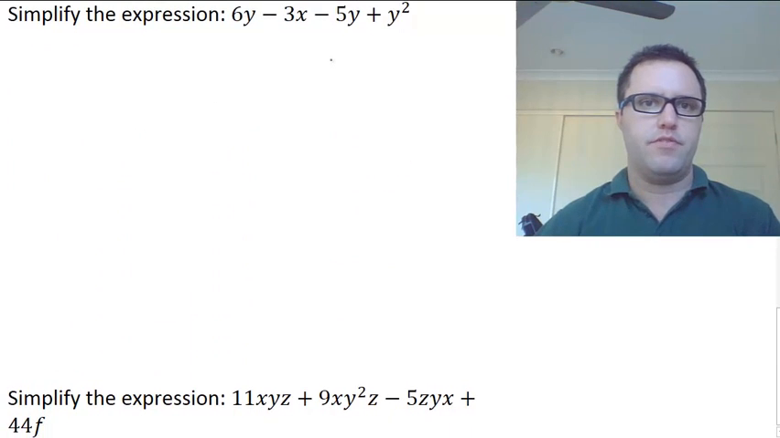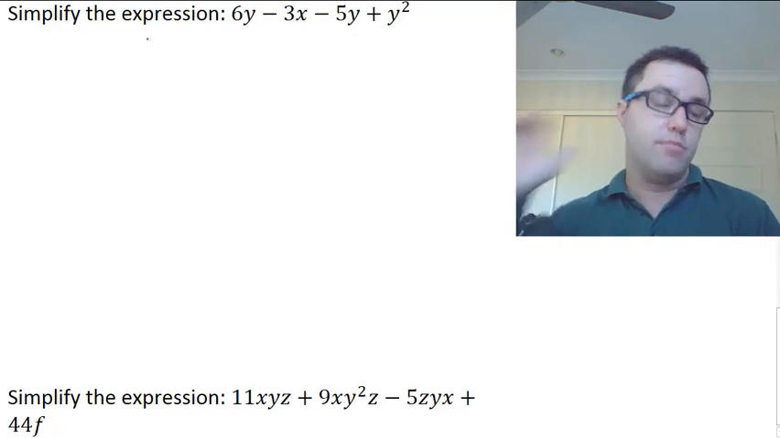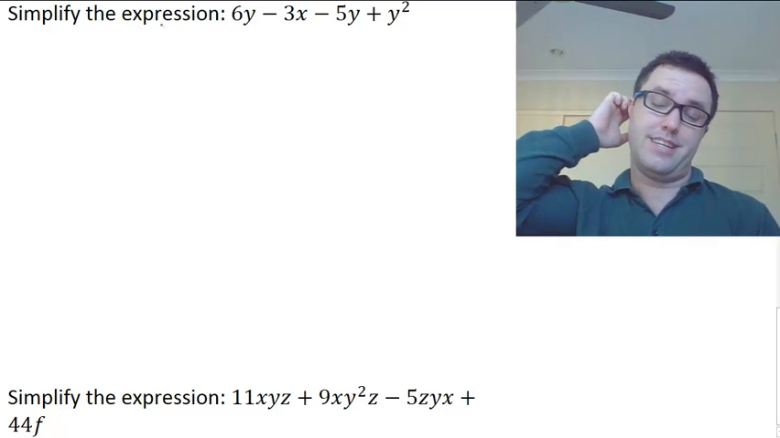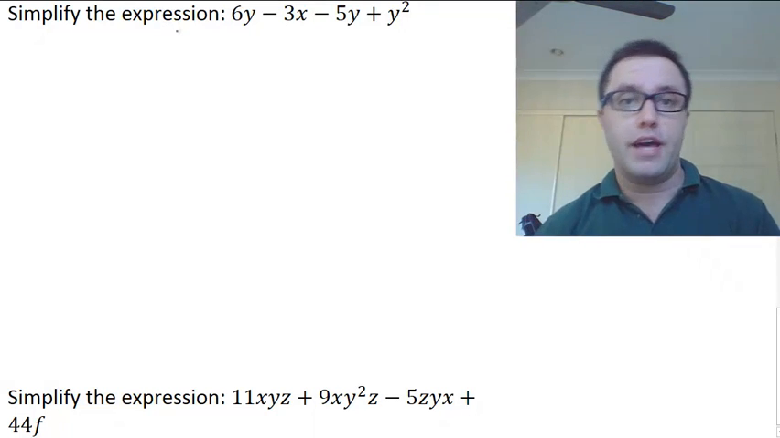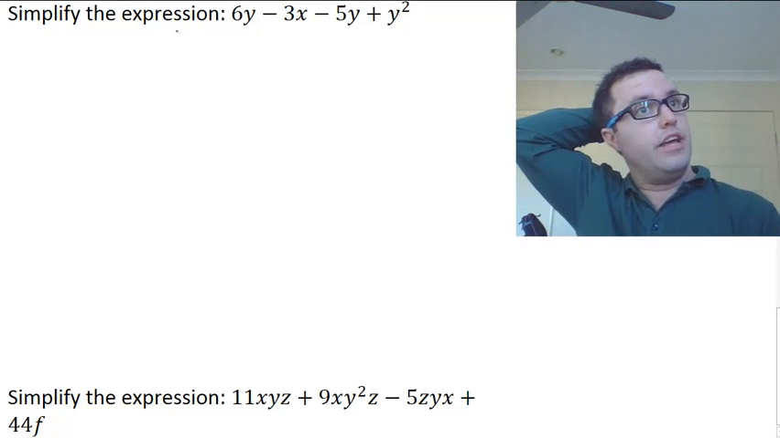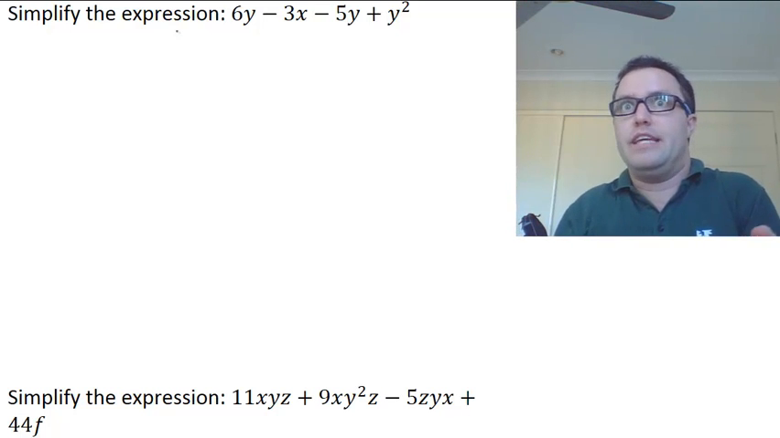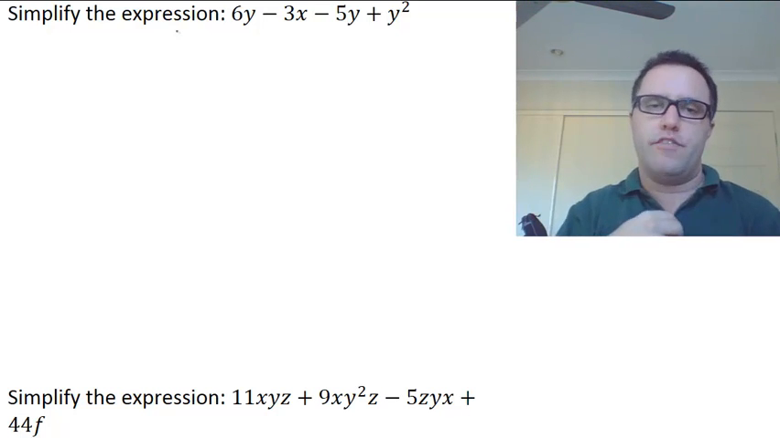Okay, another simplification. Simplify the expression 6y take 3x take 5y plus y squared. Now, I've deliberately written this all over the place. Please don't get worried about how complicated these things might look. Really, you're not being asked to do anything very difficult with it at all. It's essentially the same as, or even easier actually than, adding fractions together.